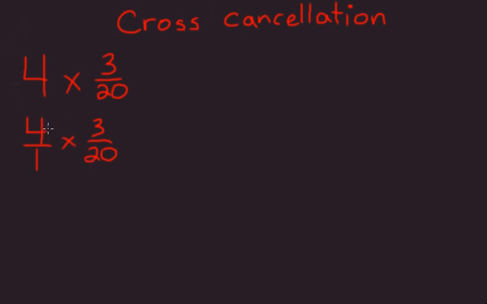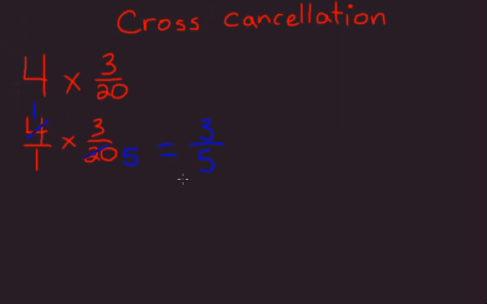If you look at the 4, 4 can be divided by 4. And so we cross out the 4, and we write 1 in its place because 4 divided by 4 equals 1. Then we can also cross out this 20. What is 20 divided by 4? Well, the answer is 5. So instead of now multiplying 4 over 1 times 3 over 20, we can simply multiply 1 times 3, which equals 3, and 1 times 5 equals 5.